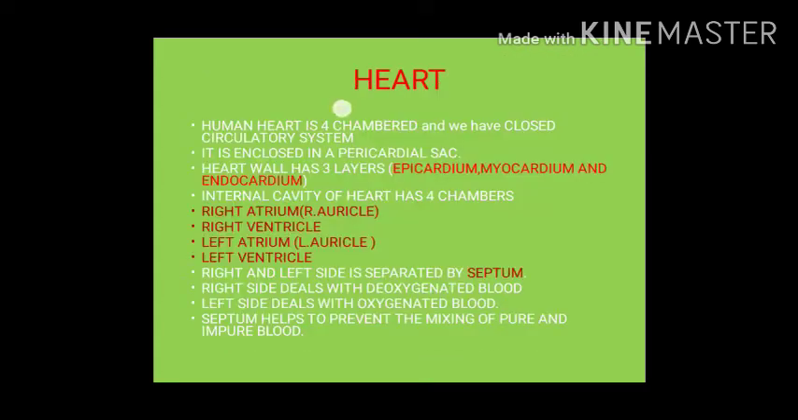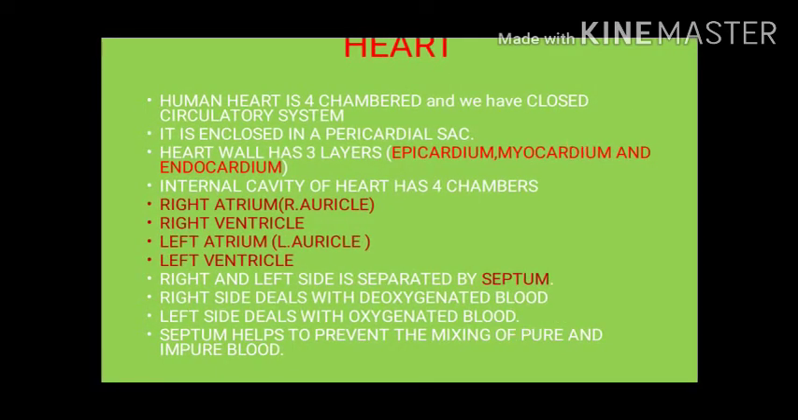Now moving on to the third and the most important part of circulatory system, heart. Human heart is four-chambered and we have closed circulatory system. It is enclosed in a pericardial sac. Heart wall has three layers: epicardium, myocardium and endocardium.